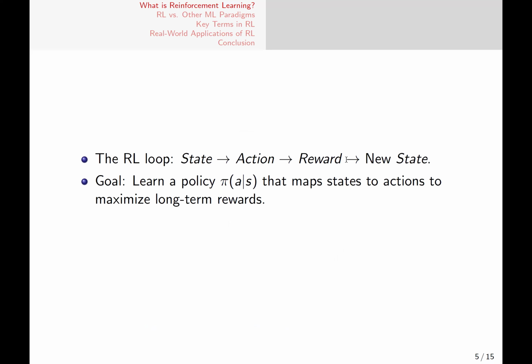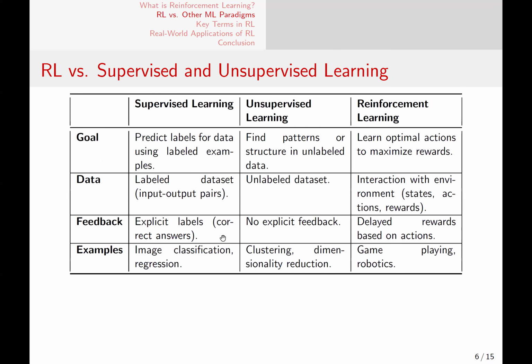So the RL loop is such that there's a state, there's an action, there's a reward, and then the state is updated. So the goal is to learn a policy, which is pi of A given S, that maps states to actions, right? So action given a particular state, so that this function maps states to actions to maximize long-term rewards. So looking at reinforcement learning versus supervised and unsupervised learning.